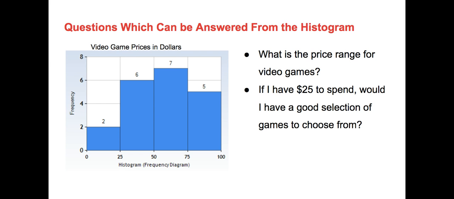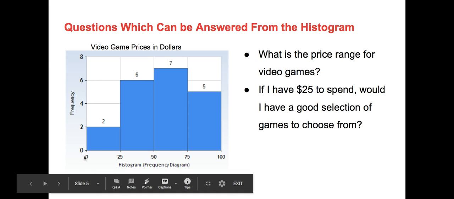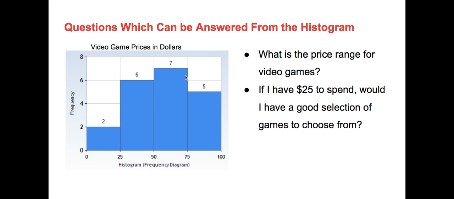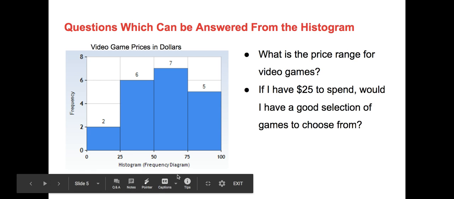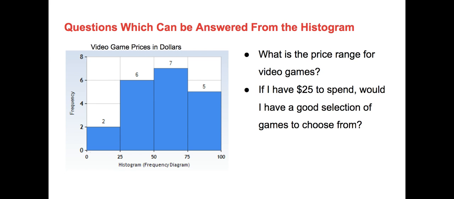So now we can answer our questions. What's a price range for video games? So they're between $0 and $100, typically between $25 and $75, somewhere in the middle here. And if I have $25 to spend, would I have a good selection of games to choose from? Well, there's two games in that price range, two games less than $25, so that's not really a good selection to choose from.